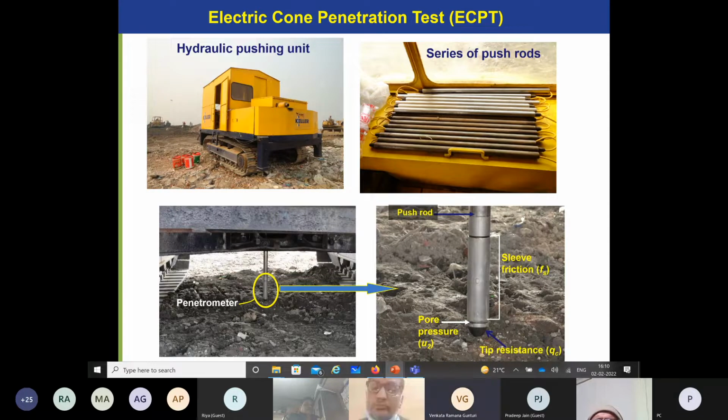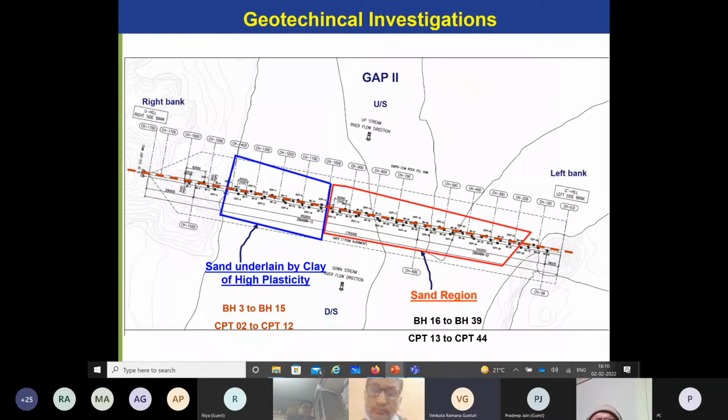And this is how, based on a truck, you are going to push a cone down. You can go to about 30 meter or 20 meter depth, depending upon the capacity of this truck and the type of the soil.